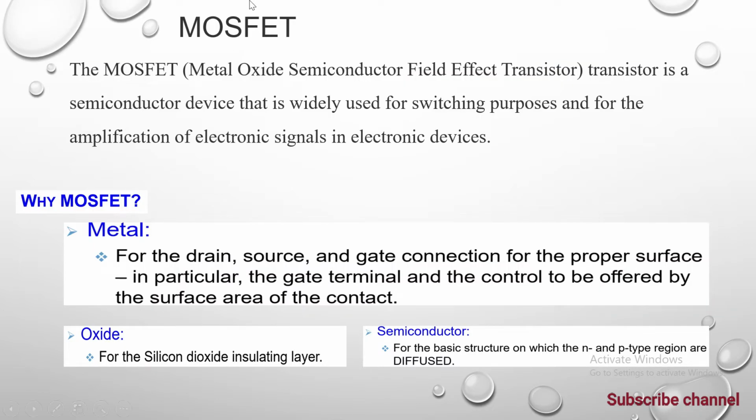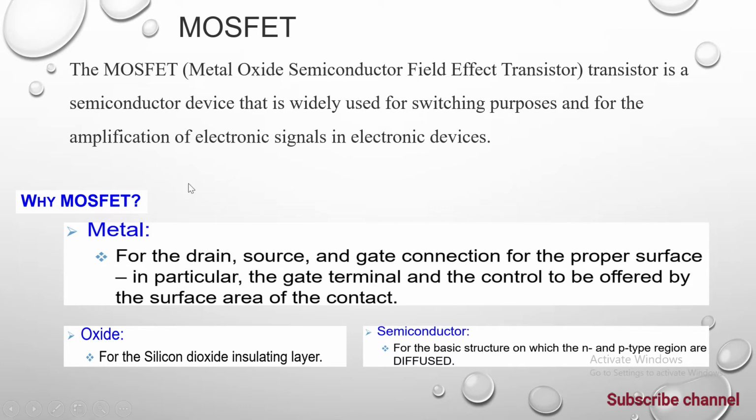Basically, metal oxide field effect transistor is a semiconductor device that is widely used for switching purpose and for the amplification of electronic signal in electronic devices. Through this MOSFET or through this device, we enhance the value of voltage or current through this device.